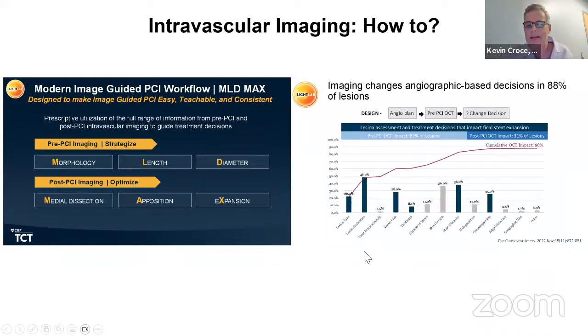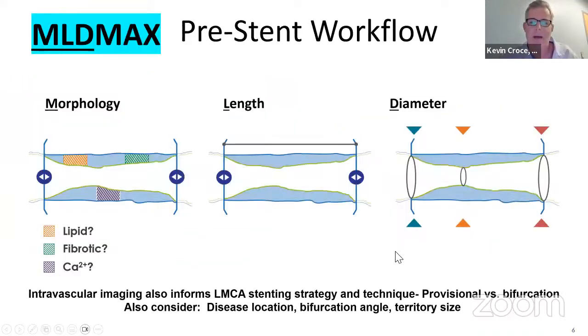We looked at this in a study called Light Lab, which was done with 40 operators across 12 different centers. When you use the MLD Max strategy and compare the intravascular imaging data to how you would have done the case if you only used the angiogram, it changed our decision-making 80% of the time with important things like how we prep the vessel, what diameter stent we use, and how often we address underexpansion. So it's not surprising that there's an overwhelming amount of data now that intravascular imaging drives better outcomes, because we end up making stents bigger and not leaving dangerous things behind.